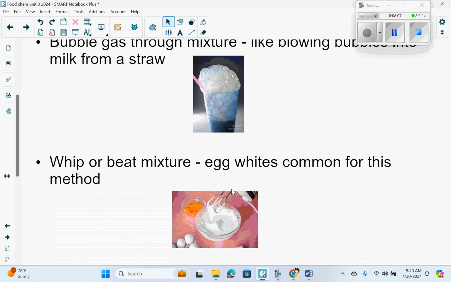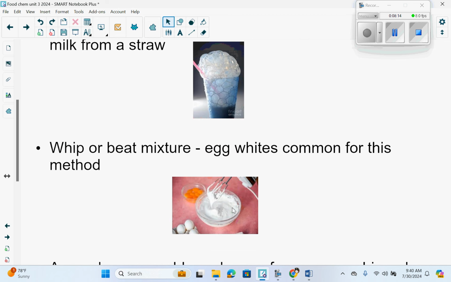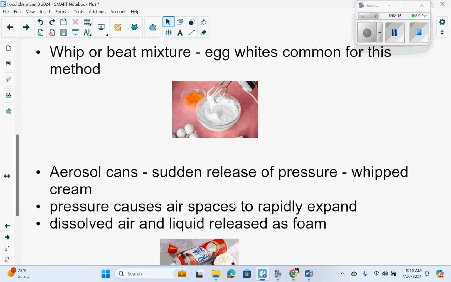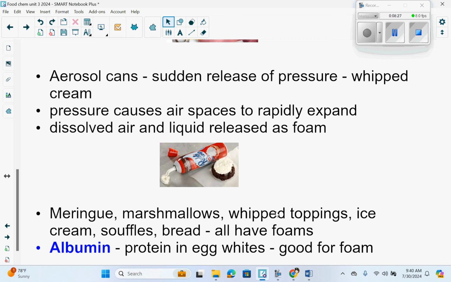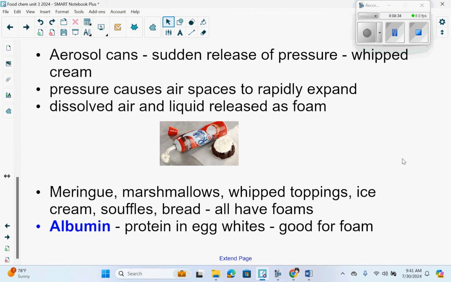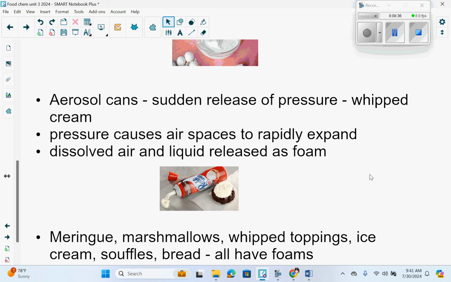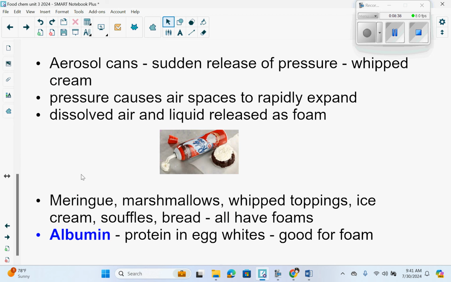You can whip or beat a mixture like egg whites. This is pretty common for things like meringues, right? You just beat the egg whites. Aerosol cans: this is a sudden release of pressure. This is like your whipped cream can, right? The pressure causes air spaces to rapidly expand. Dissolved air and liquid are released as foam. Meringue, marshmallows, whipped toppings, ice cream, soufflés, and bread all have foams. Albumin is the protein in egg whites, right? And that's what makes it really good for foam.